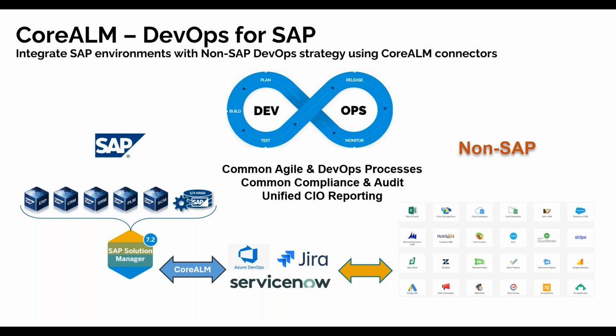So we have these connectors that historically have gone into Solution Manager, whether you're using Jira or Azure DevOps for project work, or ServiceNow on the operations side. We have connectors that basically unify this DevOps and Agile process strategy. So all the processes you're currently using for the enterprise for non-SAP, you can basically loop SAP into that common process flow. So they're all using basically the same and getting the values that we talked about before.